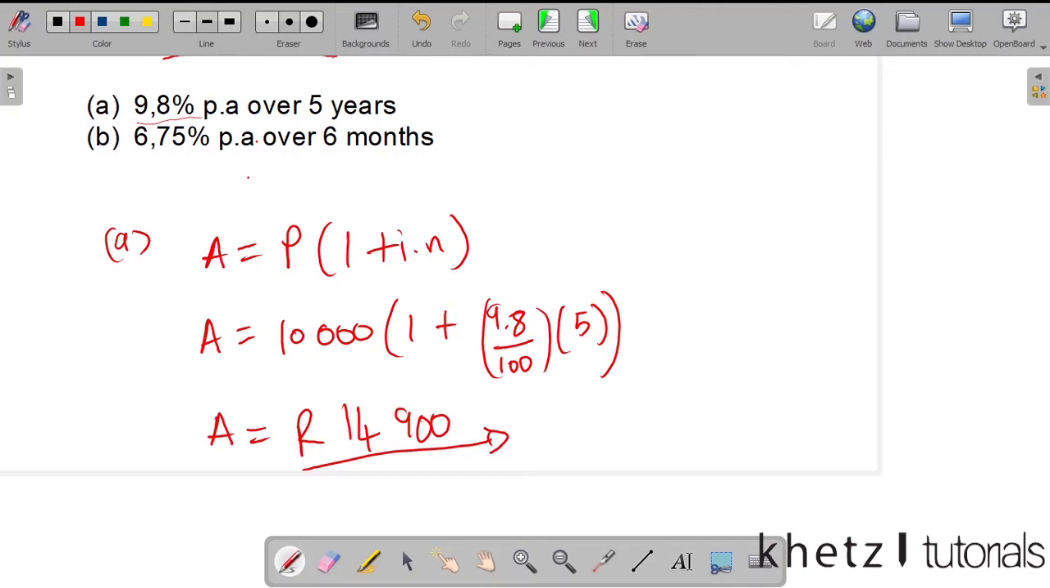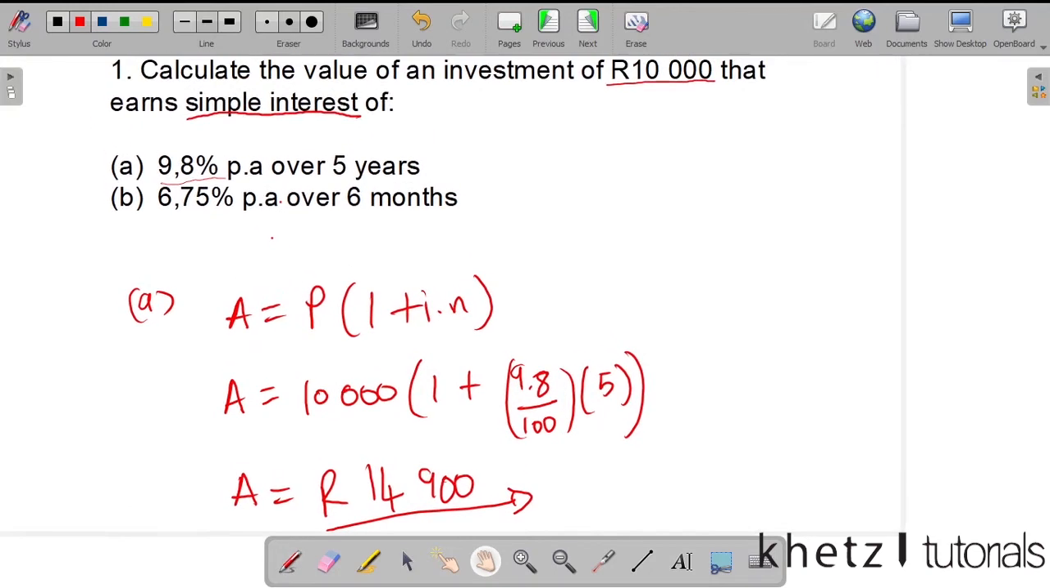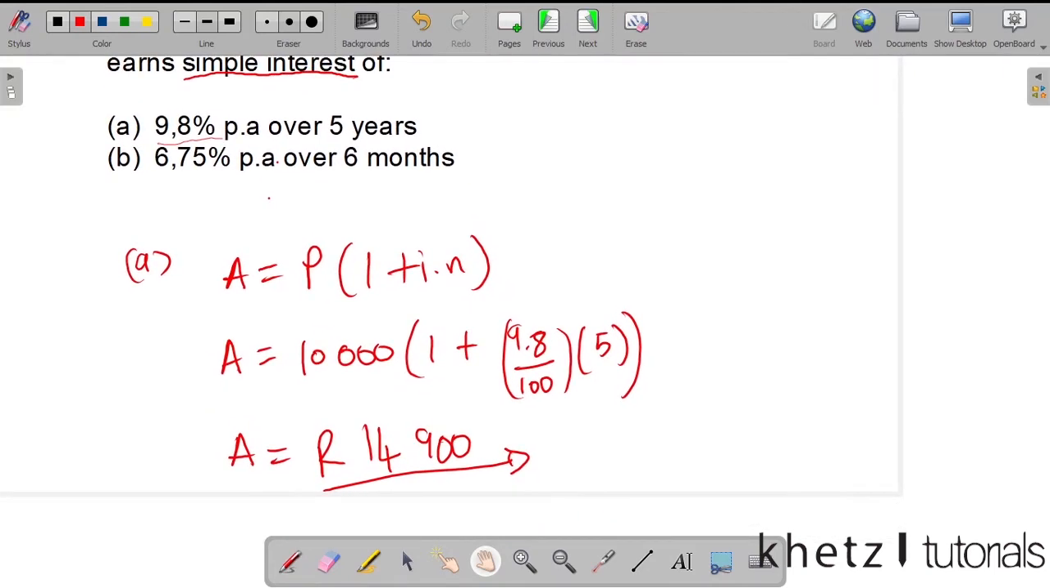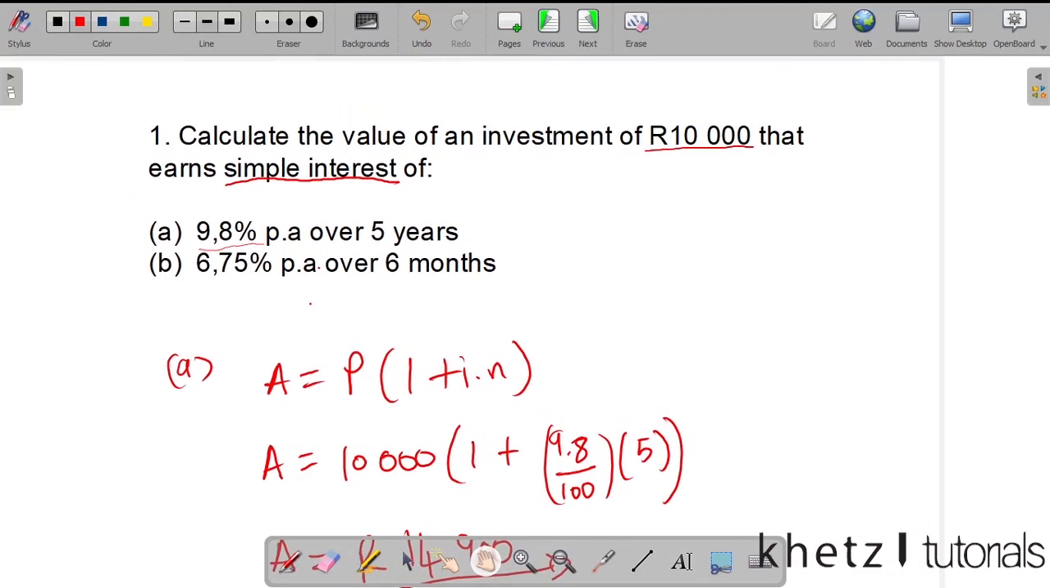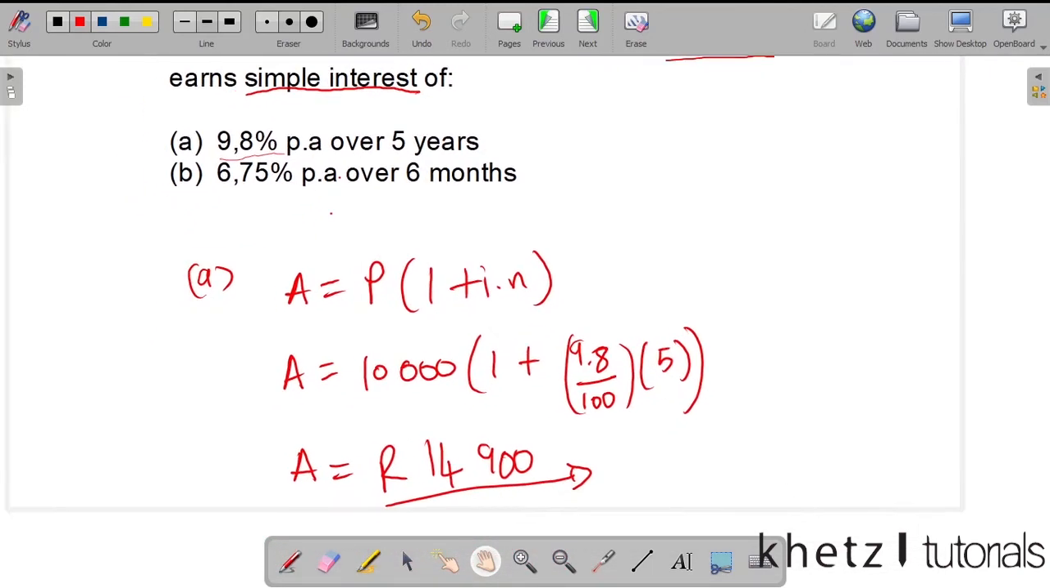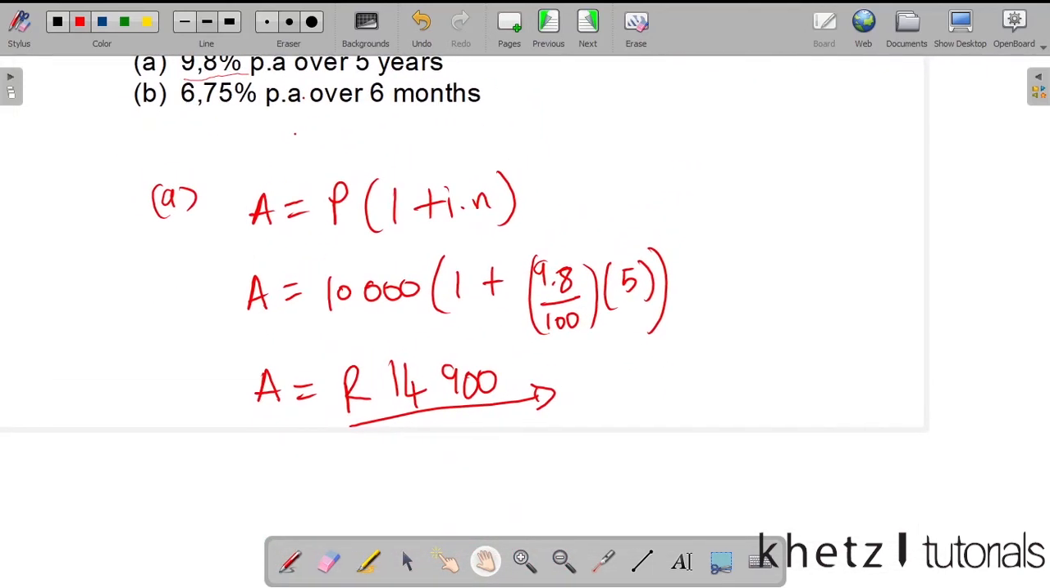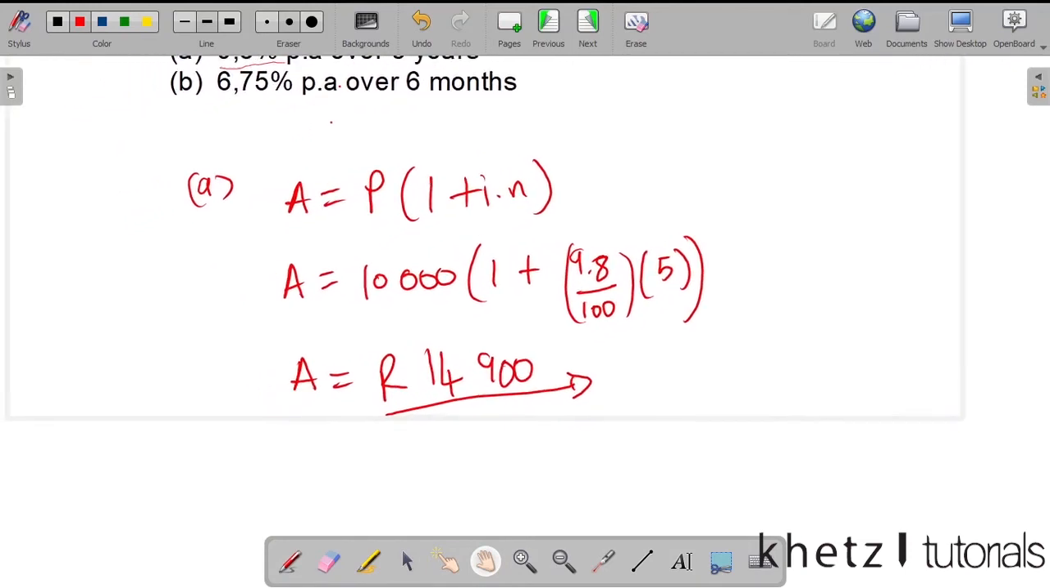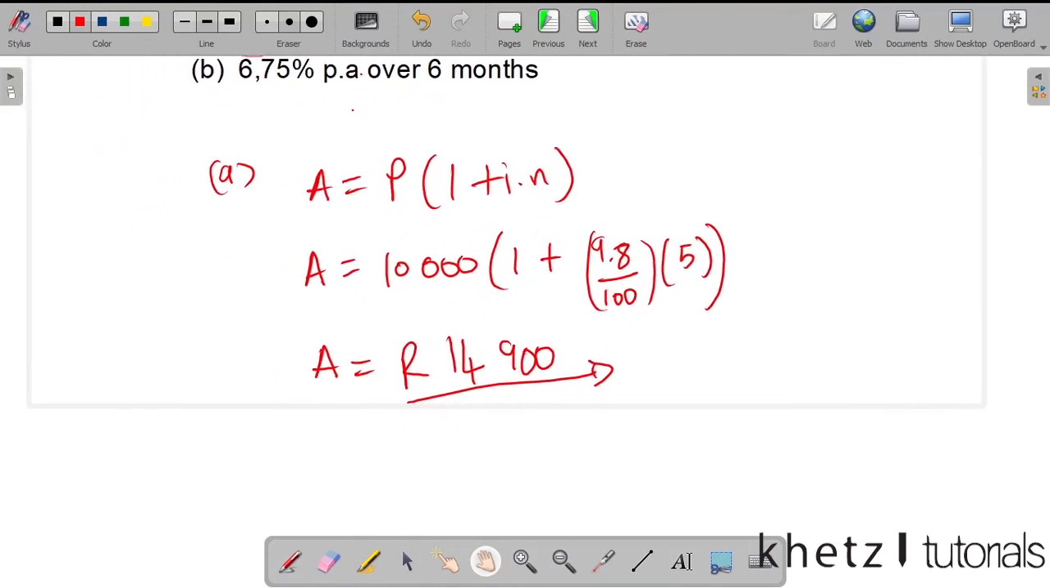So this is your answer. If you put 10,000 rands into a plan which offers 9.8% per annum over 5 years, this is what you expect to get back. So if you answered that part of the question, the next part of that same question, using that same 10,000 rands, we basically want to find, using the same formula, what this plan would give us.